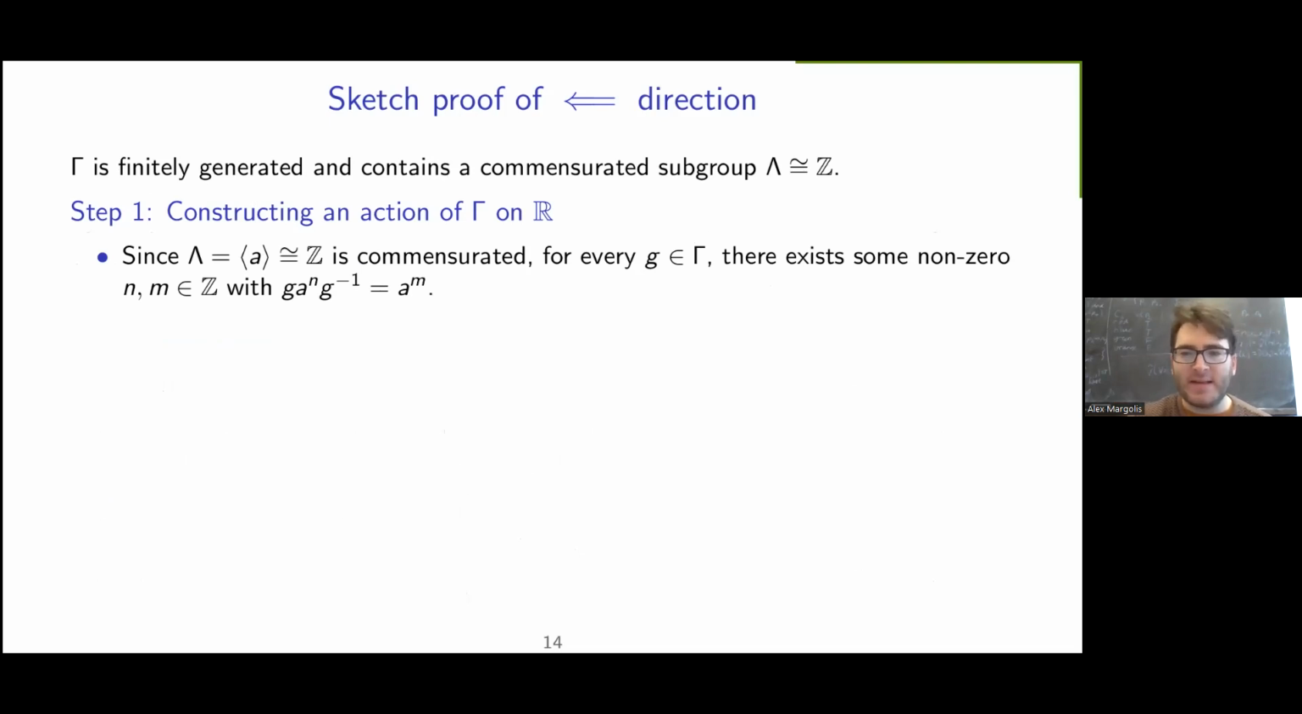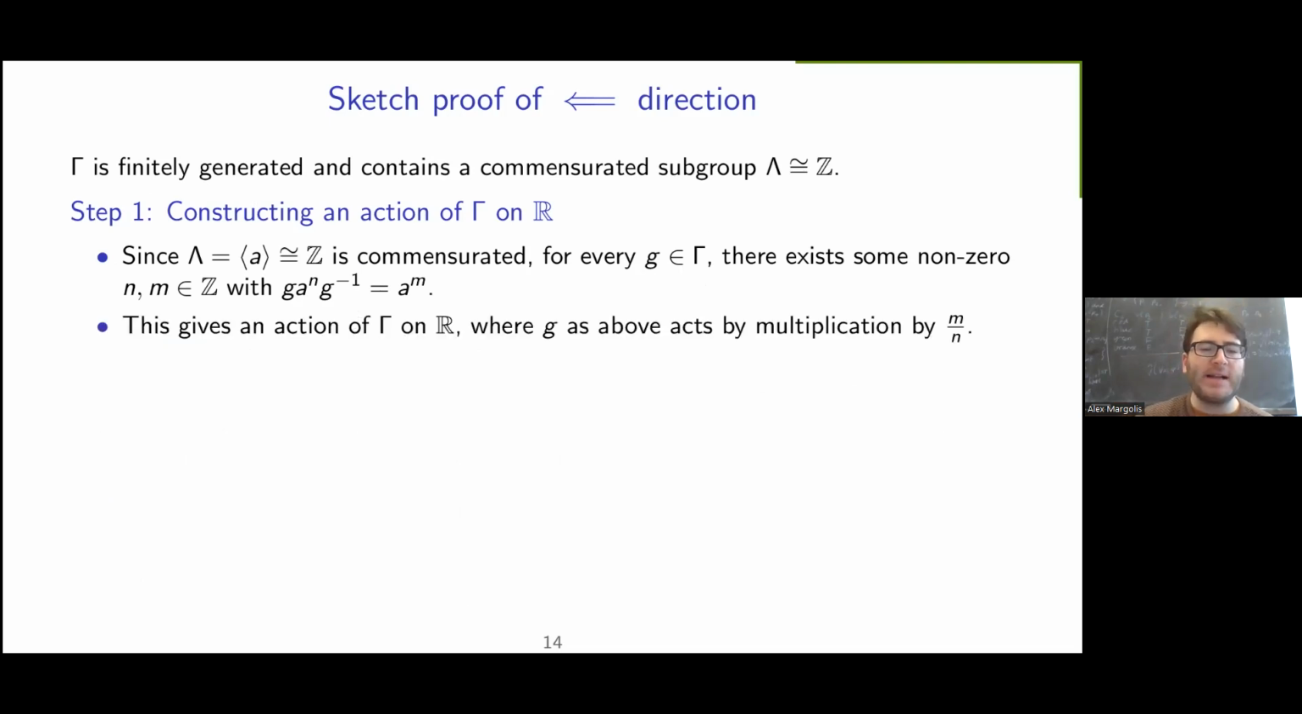Because this subgroup is commensurated, for every element G of gamma, there are some non-zero integers n and m such that G a to the n G inverse is equal to a to the m. And we can now define an action of gamma on the real line, where if we have G as above, then it acts by multiplication by m over n. Even though m and n aren't necessarily well defined, the ratio m over n is well defined, and this does give a genuine action.